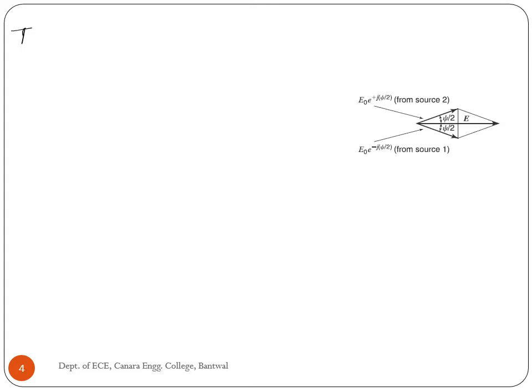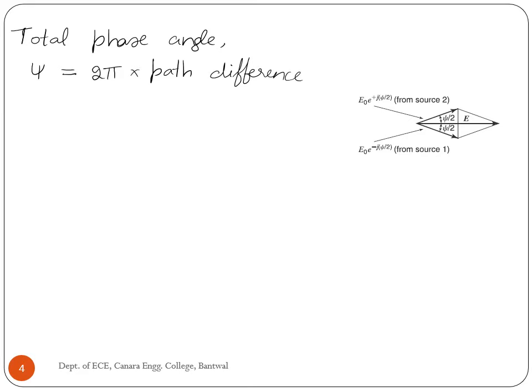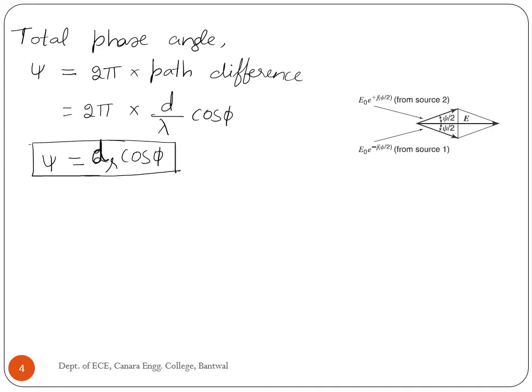Total phase angle xi is equal to 2 pi times the path difference, which is equal to 2 pi times d/lambda cos phi, which is equal to psi cos phi, where psi is the phase angle, psi = 2 pi d/lambda, which is equal to beta d in radians.